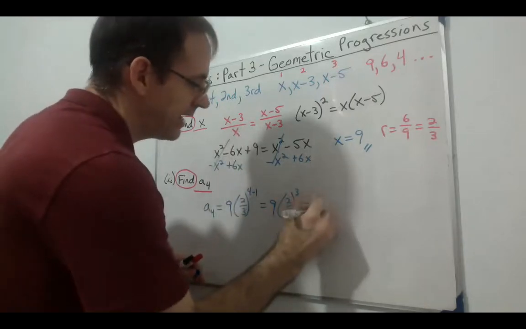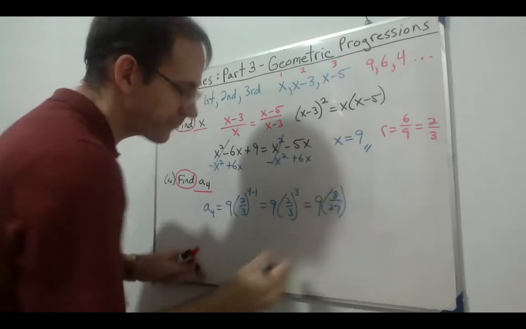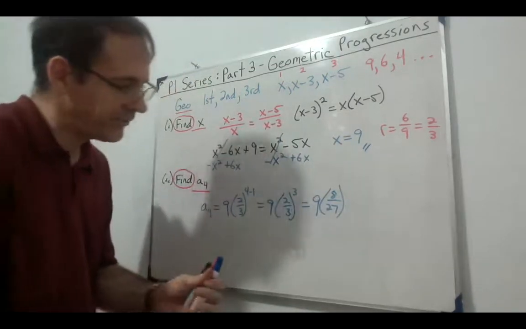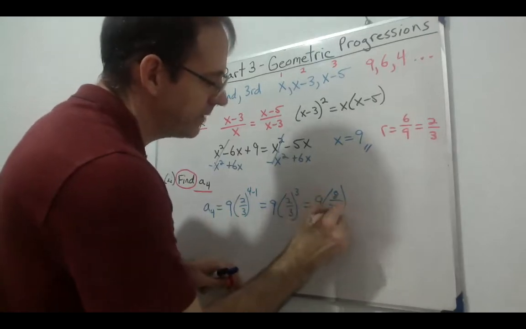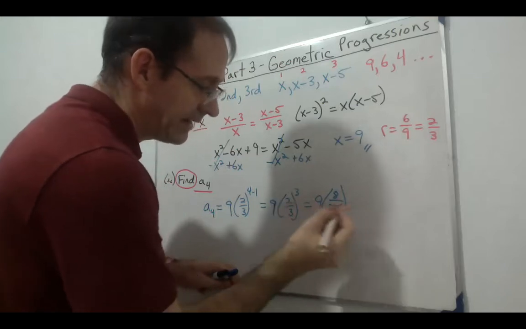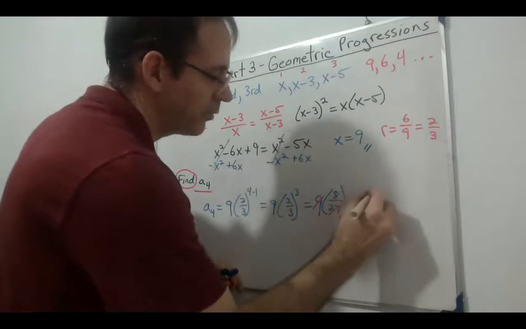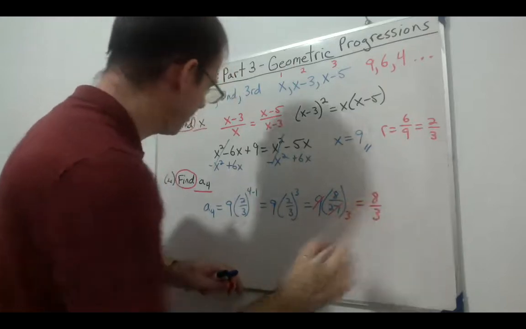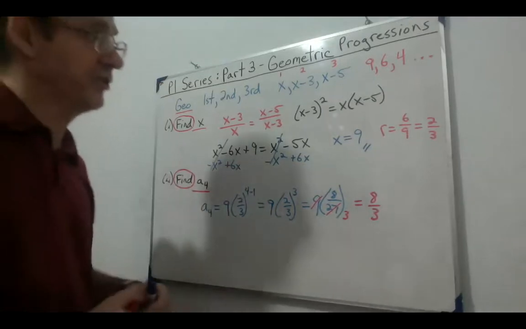So now we get 9 times 2 cubed is 8, 3 cubed is 27. Now you can simplify, divide by 3, divide by 3. If you divide by 9 you get 3 and you get 1. So you end up with 8/3 as your fourth term.